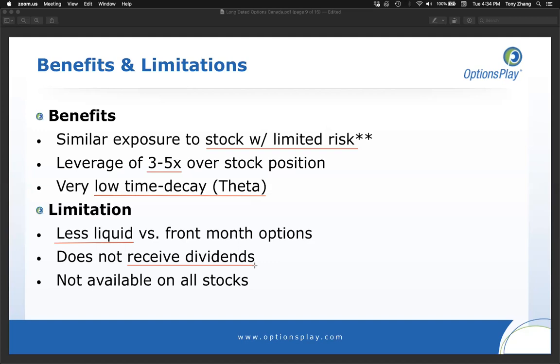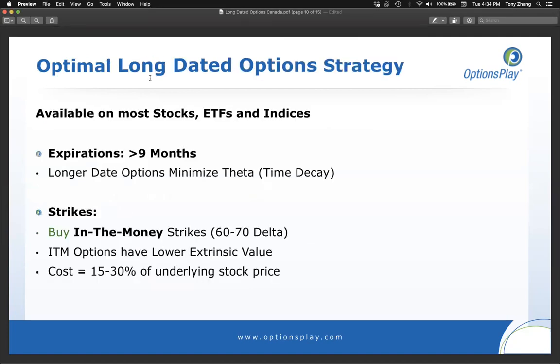And lastly, they're not available on all stocks or ETFs. But as you can see in the next slide, they are available nowadays on pretty much most stocks, ETFs, and indices. So again, whenever you're thinking about buying these long-dated options, you always want to choose an expiration that's greater than 9 months out. Again, the reason for this is because long-dated options minimize theta or time decay. And time decay is the thing that works against you the most whenever you're buying an option.